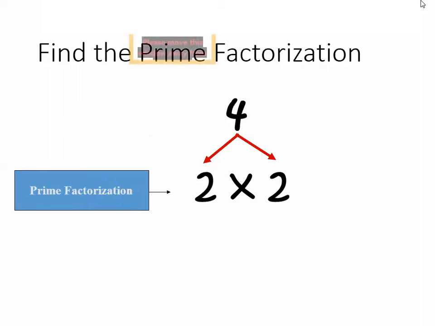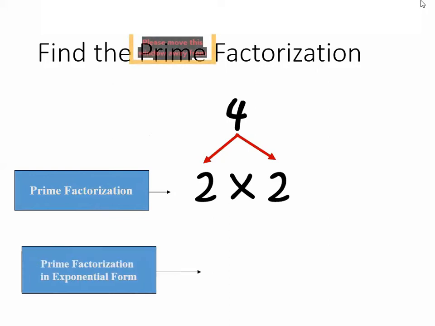Then we have the prime factorization in exponent form. How can we write it? We write it as 2 exponent 2. It means that 2 multiplied by 2 equals 4. 2 multiplied by 2 means 4. It is completely divisible by 4.